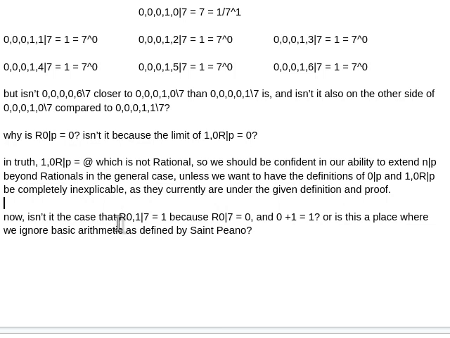Isn't it the case that if we have infinite zeros to the left and then a 1, and we're considering this in base 7, that it's 1 because those infinite zeros in base 7 give us 0, and this part here gives us 1, so 0 plus 1 is 1, right? Or is this a place where we're ignoring the basic arithmetic that was defined by St. Peano? Isn't that part of why this works?